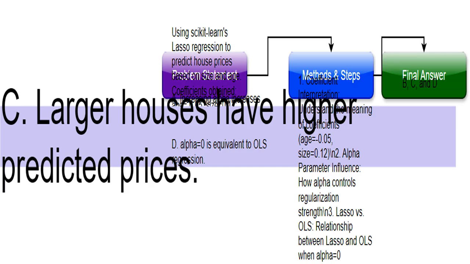This is another multiple choice answer. It proposes that size and price have a positive relationship. The positive coefficient for size backs this up.